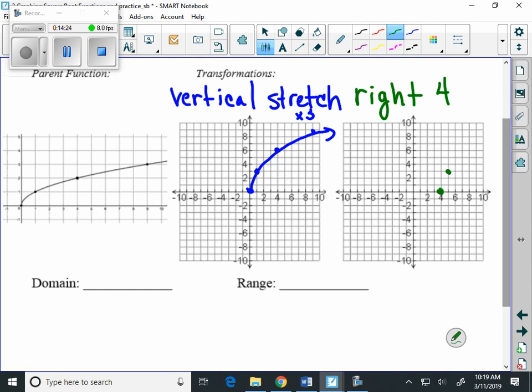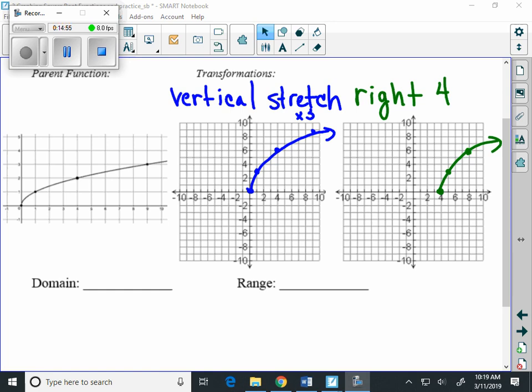1, 3 is going to move 4 spaces to the right, and its ordered pair is 5, 3. 4, 6 is going to move right 4. So it's going to be at 8, 6. And then the 9, 9 would become 13, 9. 13, 9 won't fit on the graph.